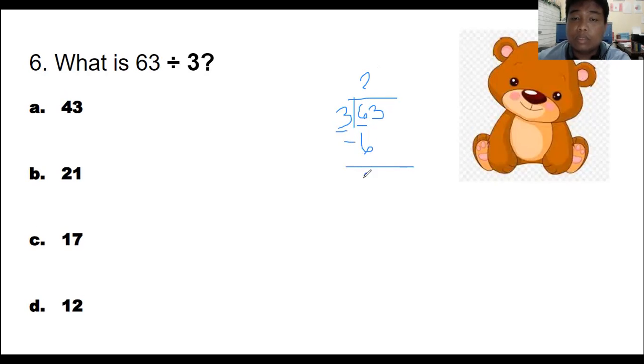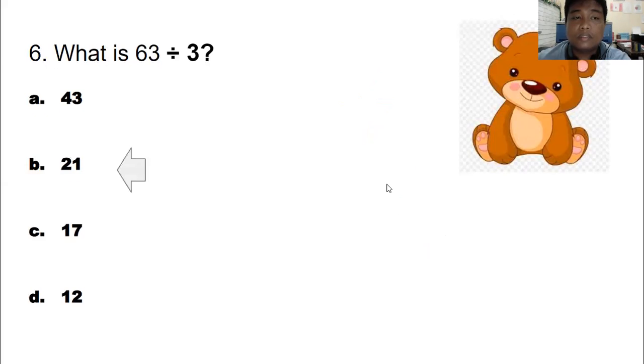So you can put a 0 or you can bring down 3. Now 3 divide 3, of course, 1, no? So multiplication of 3, 3 times 1, 3, because we will use the multiplication table, not to subtract, okay. Let's see. Okay, so the answer is 21.